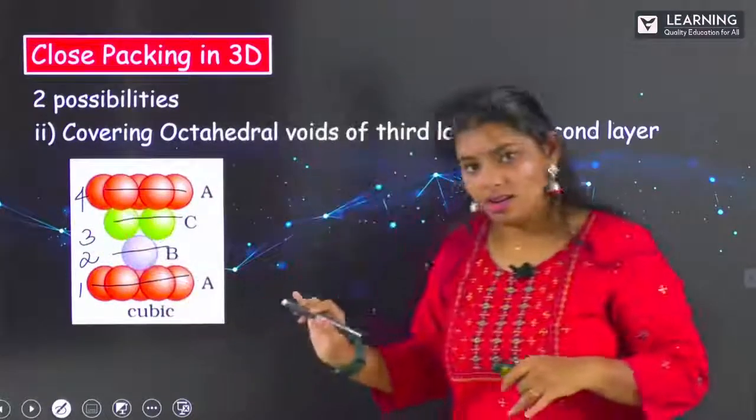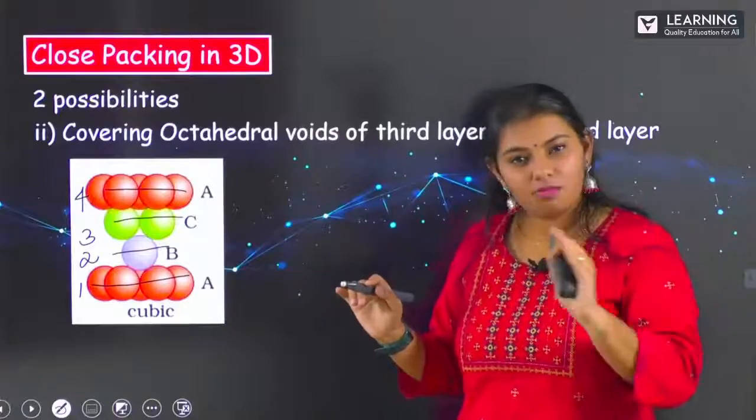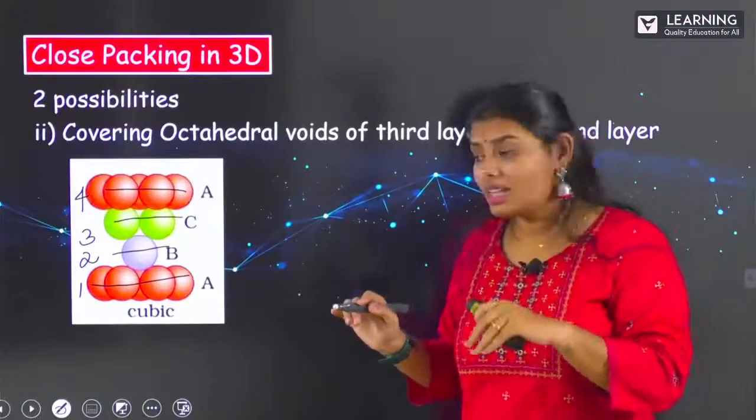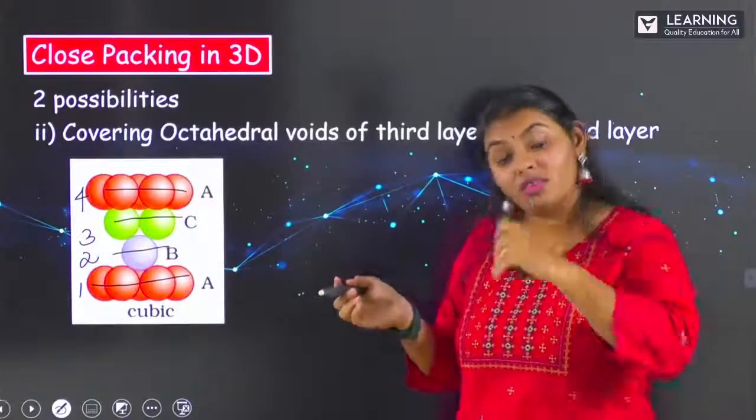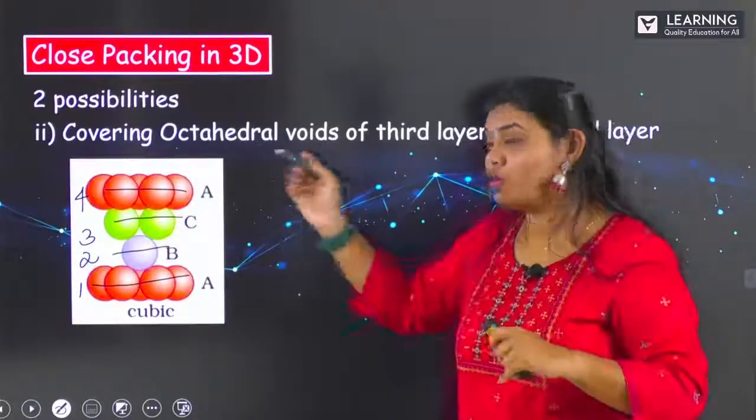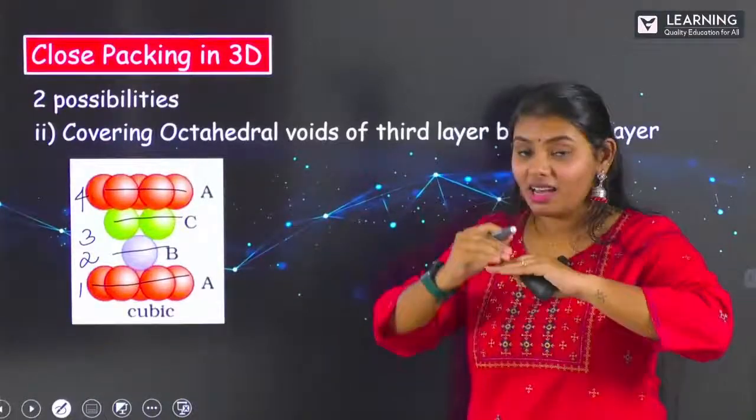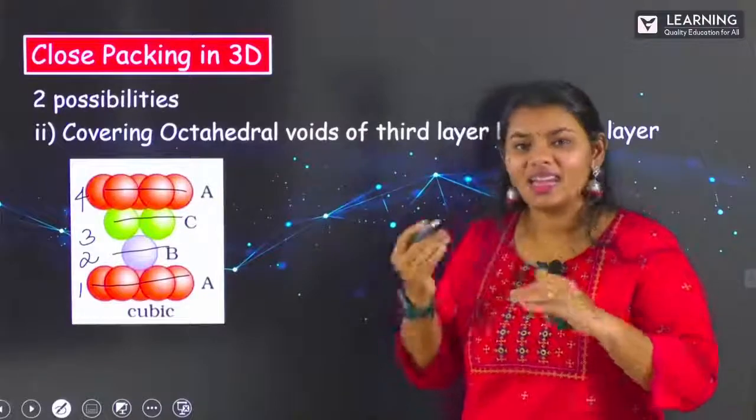You can see here, how is the arrangement done? Is the first layer same as second layer? No. Is the first layer same as third layer? No. The first layer is similar to the fourth layer. So, first layer and fourth layer are the same, but second and third are different.